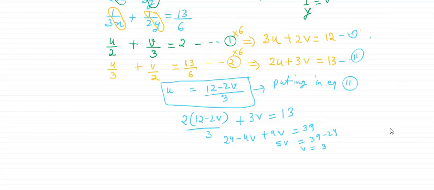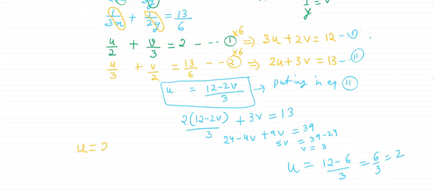Now you can find u. So u will be (12 minus 6) by 3. 6 by 3 you will get 2. So u is coming 2 and v is coming 3. Almost some of the students will just leave it here. You don't have to leave it here. Then you are done. Okay, good.